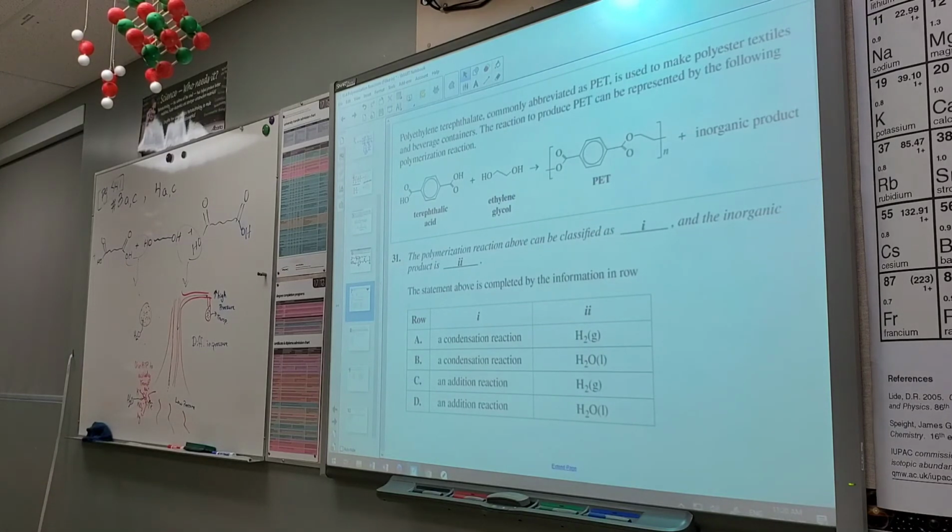Because technically ethylene is unsaturated. But if we're talking about this, this is saturated. That's polyethylene. There's no double bond. You saved one. Thank you.